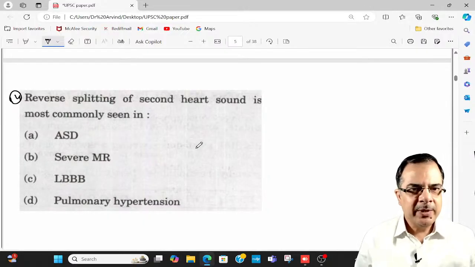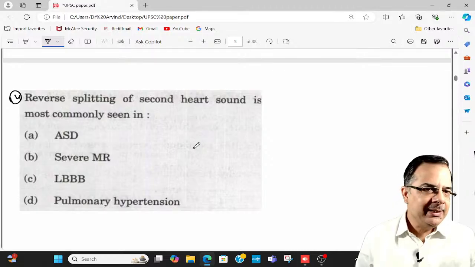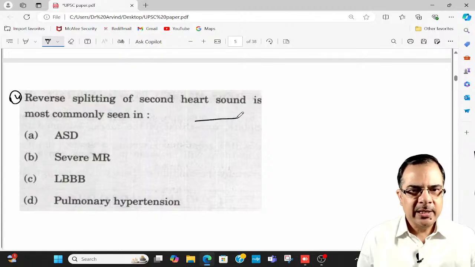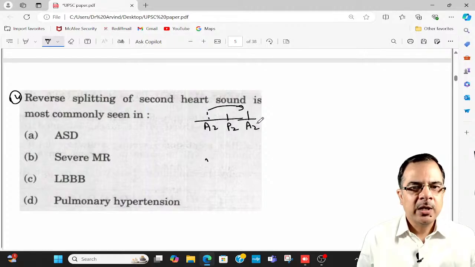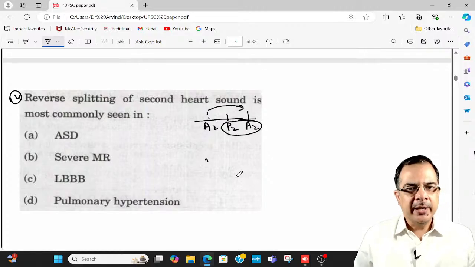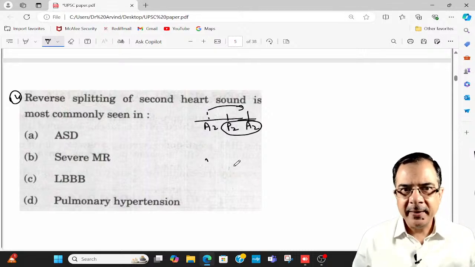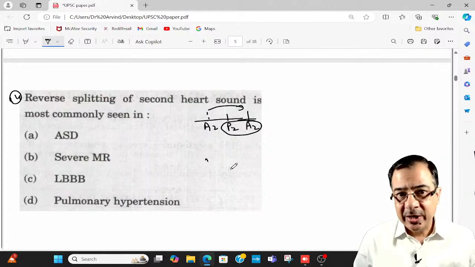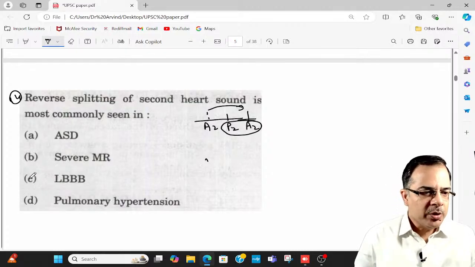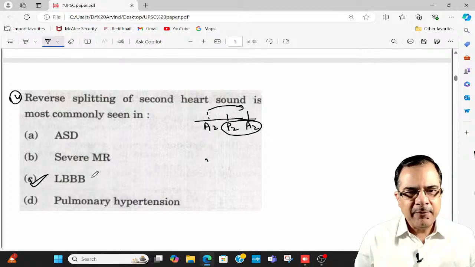The question is, reverse splitting of the second heart sound is most commonly seen in which condition? Reverse splitting of the heart sound means suppose this was supposed to be the A2 sound here, and this is the P2 sound. So A2 is coming late, later than the P2 sound. This is the meaning of a reverse splitting. Late A2 will occur either when the ejection time of left ventricle is increased or left ventricle depolarization is late. Depolarization late will be seen in left bundle branch block.